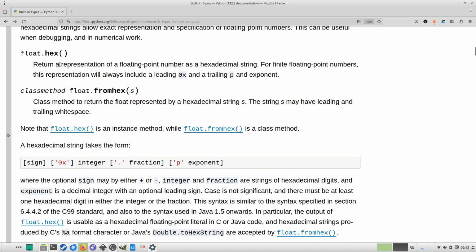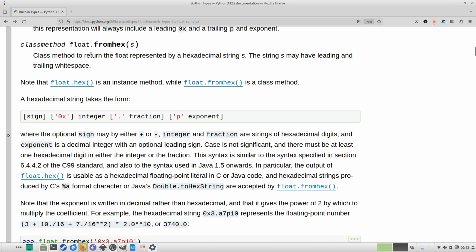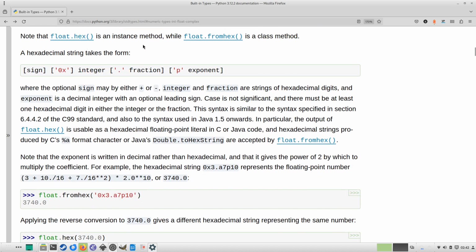float.hex returns a representation of a floating point number as a hexadecimal string for finite floating point numbers. This representation will always include a leading 0x and a trailing p and exponent. Now you can create a float from hex. If you have a hexadecimal string, you can convert that string into a float. Note that float.hex is an instance method while float.fromhex is a class method. That means float.hex you have to invoke on a float, while float.fromhex can be invoked on a string. It is not invoked on a float.